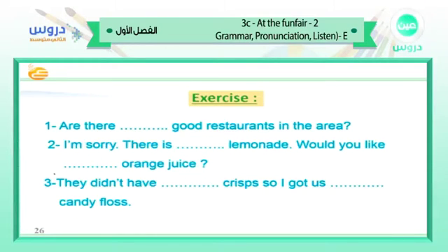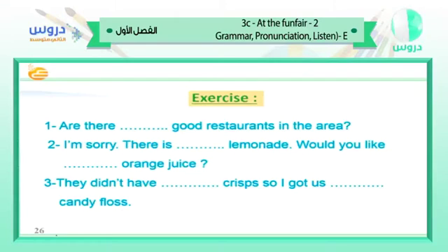Let's see the exercise. Are there blank good restaurants in the area? It's a question. We use some, any, or no. Are we offering something? Good restaurants. Number 2. I'm sorry, there is blank lemonade. Would you like blank orange juice? Number 3. They didn't have blank crisp, so I got us blank candy floss.